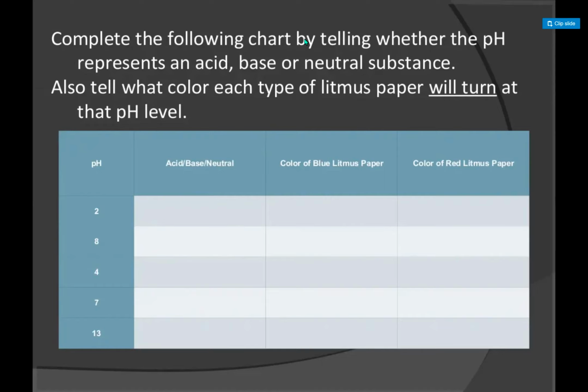If the pH is 8, your solution is basic. The color of blue litmus paper will remain blue, and red will change into blue. pH equal to 4 means the solution is acidic. Acidic again, blue will change into red and red will remain red. 7 means neutral, there will be no effect on the blue litmus paper as well as on the red litmus paper. If the pH is 13, that means more than 7, the solution is basic, blue litmus paper remains blue, and red litmus paper will change into blue.